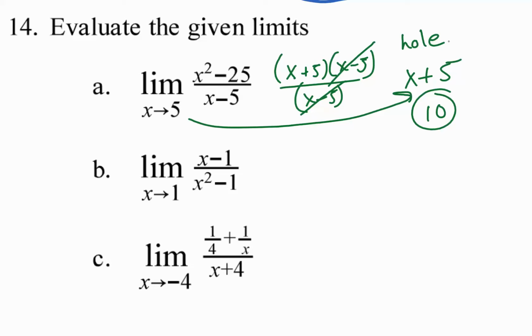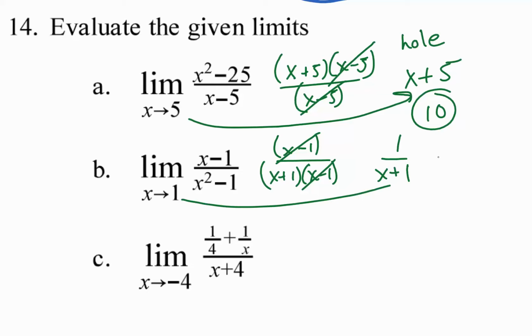Let's take a look at B. My limit as x goes to 1. Again, I can't put it in because I'll be dividing by 0. But can I factor x minus 1 over (x plus 1)(x minus 1)? We should be pretty good at that factor. When those go away, I'm left with 1 over x plus 1. Now can I put the 1 in? My limit is 1/2. I've got another hole.